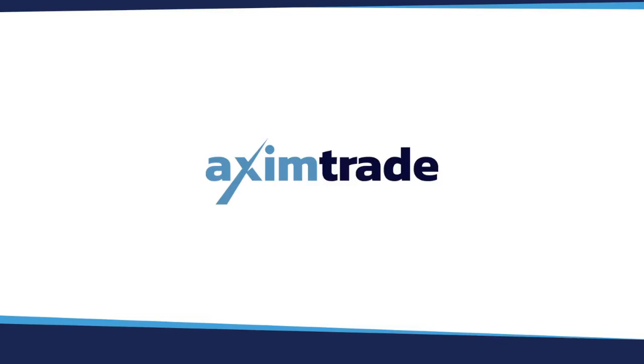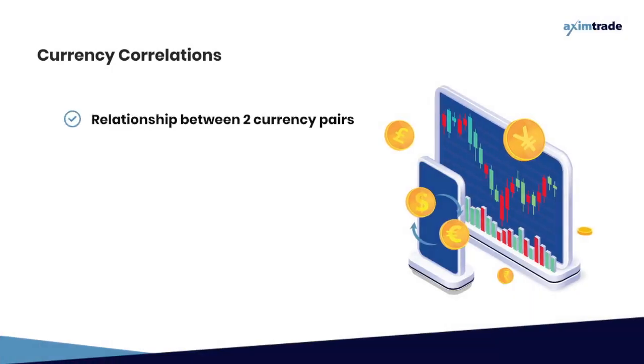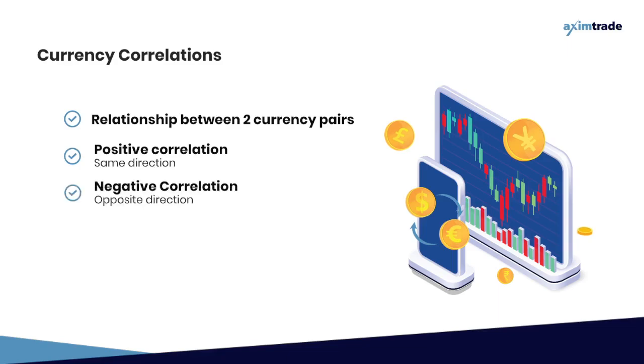In the Forex market, correlation indicates the relationship between two different currency pairs that are likely to move in the same direction or opposite direction. A positive correlation occurs when two currency pairs move in the same direction. Conversely, a negative correlation occurs when two currency pairs move in the opposite direction.